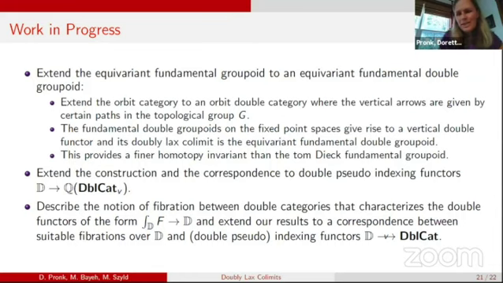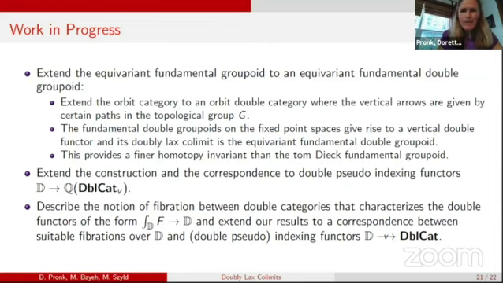Of course, the next question to ask is, can you do this in a pseudo functors? And the right notion is that of a double pseudo indexing functor. The double pseudo is defined by Mike Schulman, and we have done the construction. We're still working on proving the universal properties and stuff like that, because there's a bit more work to be done there. It gets a lot more technical as soon as you put these extra cells in.